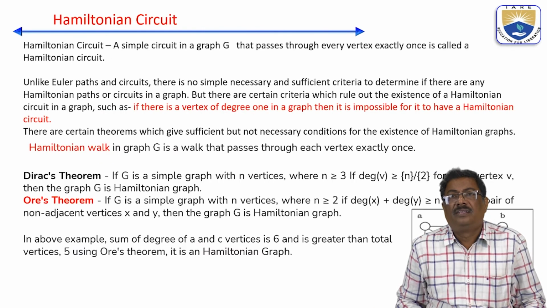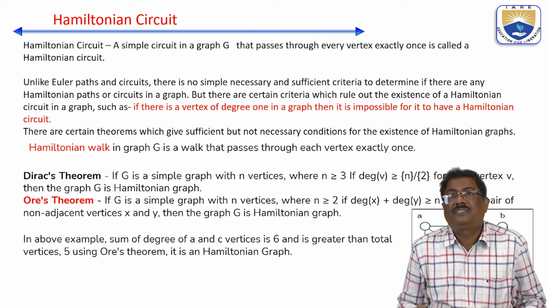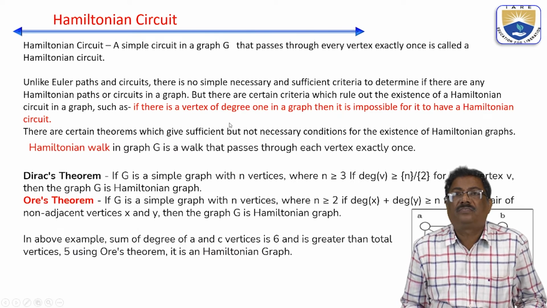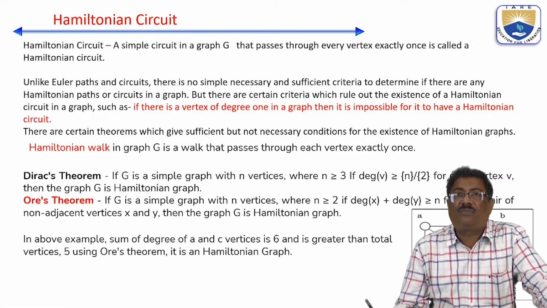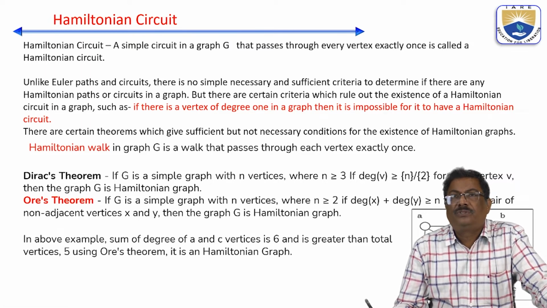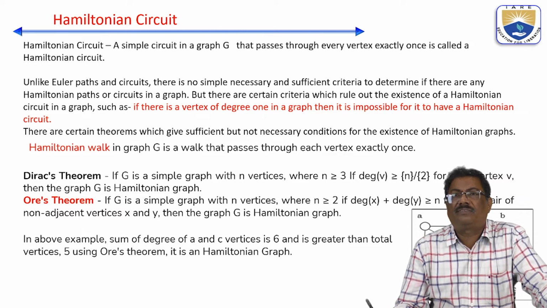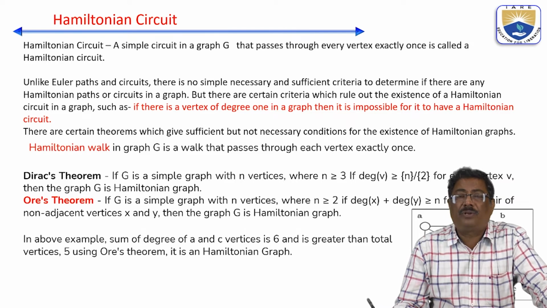So these are the related things which are necessary for the Euler's graph. Now, Hamiltonian graph. What is a Hamiltonian graph? Before knowing a Hamiltonian graph, what is a Hamiltonian circuit? Because the graph is said to be a Hamiltonian graph.